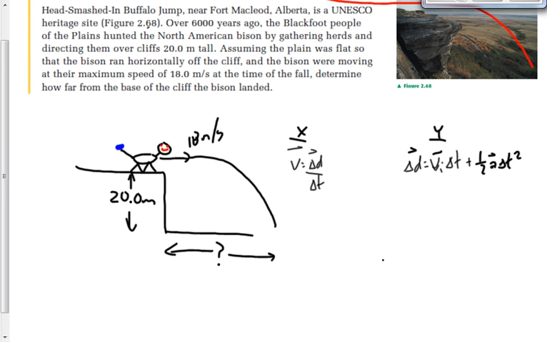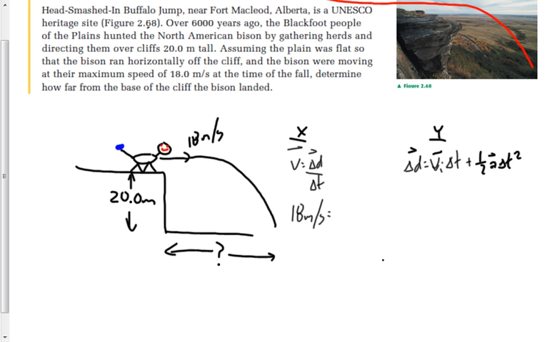Do we know the x component of the velocity here? Do we know how fast this bison is running on the x-axis? Aiden? 18 meters per second. Okay, the bison is not running up into the air at an angle. So none of it's up into the air. All of it is horizontal. All of it is on the x-axis. So we're going to plug in that value, 18 meters per second, here.